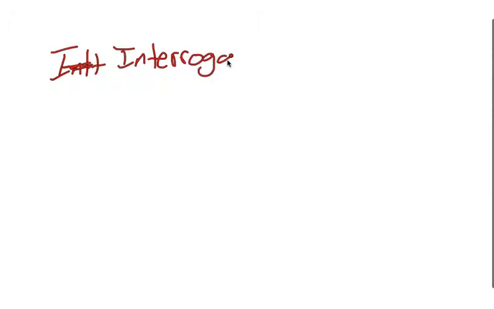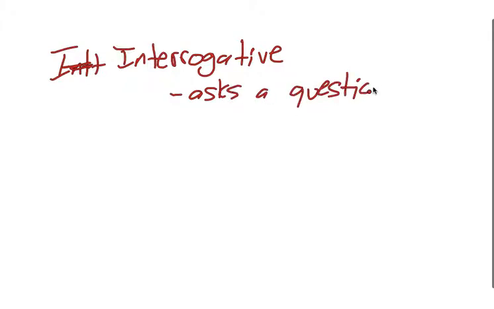Okay, so remember that an interrogative, okay, what does an interrogative do? Well, it asks a question. Right, so these are all questions. Now this is how it differs from the relative pronoun. The relative pronoun just refers back to something. This asks a question, so I'm going to give you a bunch of different examples of this.